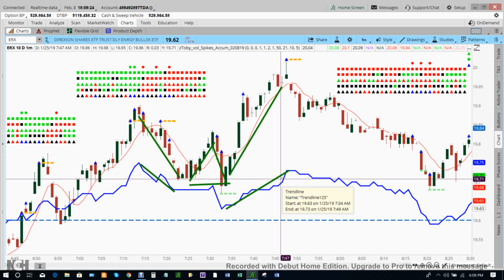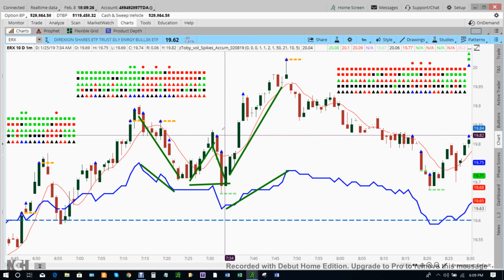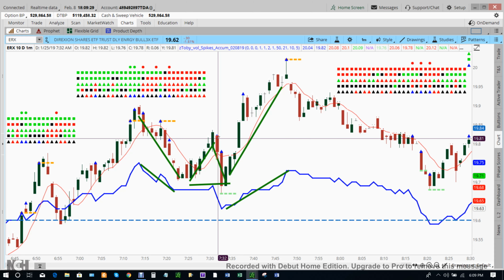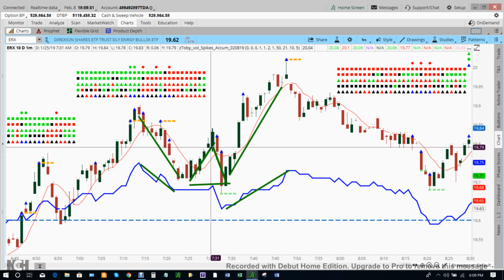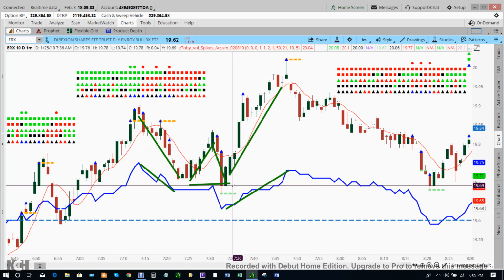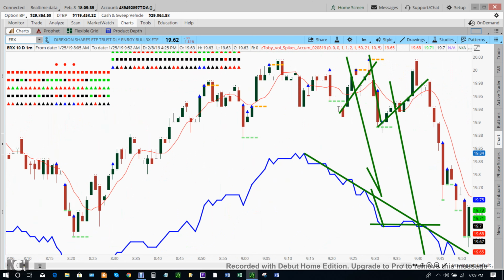So you could basically have, if you wanted to, shorted here and bought there, and perhaps it would have been a trade. I just wanted to show you how it worked. We'll look at a couple more examples.